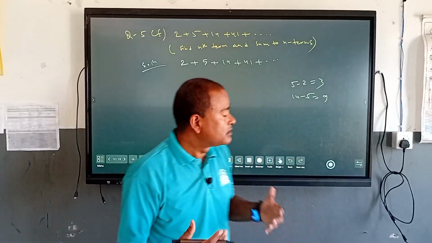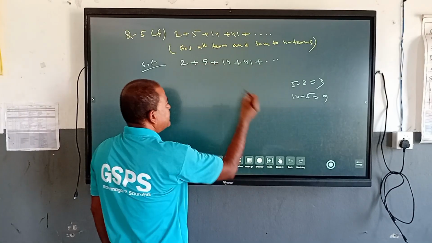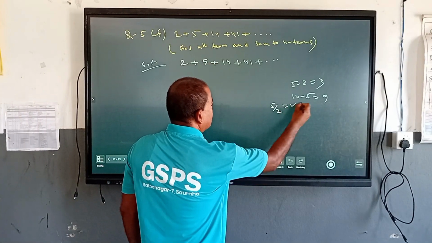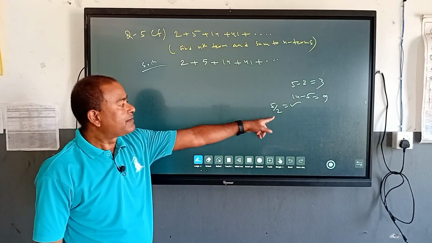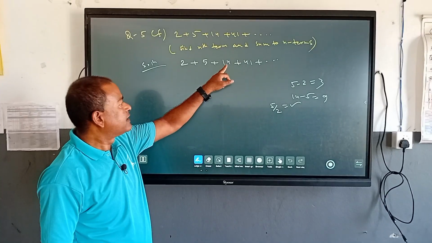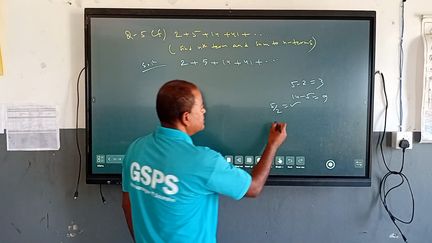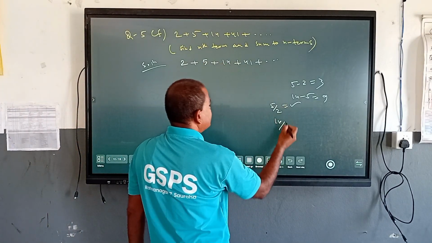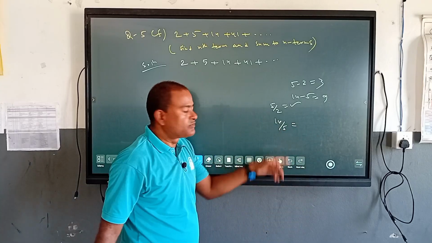So let's find the common ratio. T2 divided by T1: the common ratio is 5 divided by 2. Again, if we divide T3 by T2, the third term by the second term, the ratio is 14 by 5.